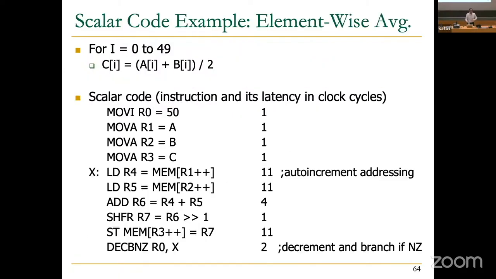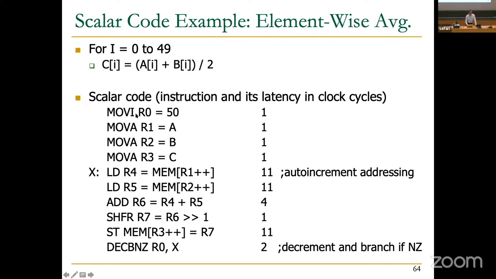Okay, but now let's start with an example of the benefits, at least the performance benefits, of a vector processor. And this is some scalar code. We're going to look at the performance of the scalar code on simple machines first. And this is the element-wise average that I showed you earlier. If you write this element-wise average in scalar code, you write a loop, basically, right? And this shows each instruction and its latency in clock cycles.